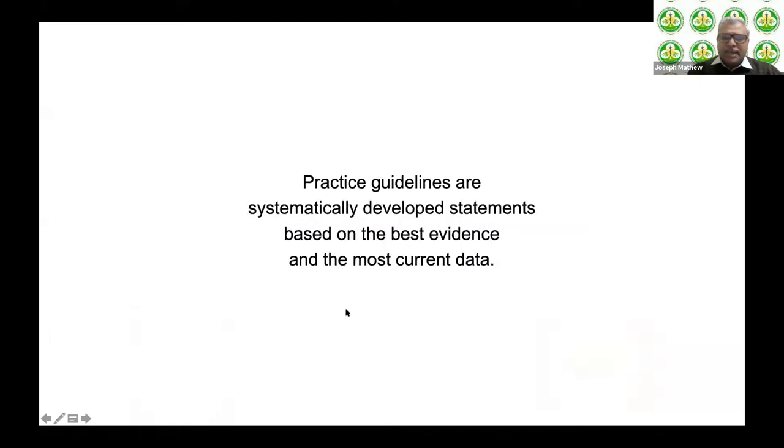The first is, guidelines are actually systematically developed statements based on the best evidence on the current data. I've tried to highlight the two important phrases here. They are systematically developed statements. They are not just statements which anybody can just get together in a room over half an hour or 2 days or 1 week. They have to be developed systematically. And obviously, they're based on the best evidence, which is why we're having this discussion today.